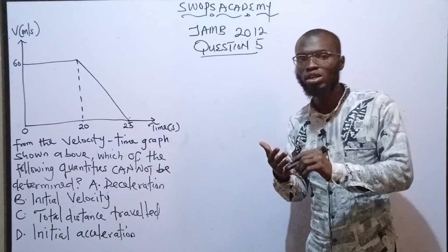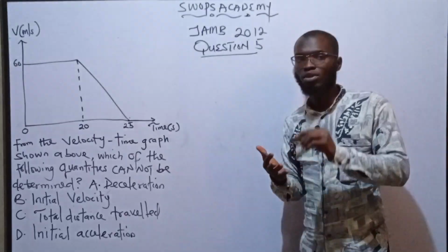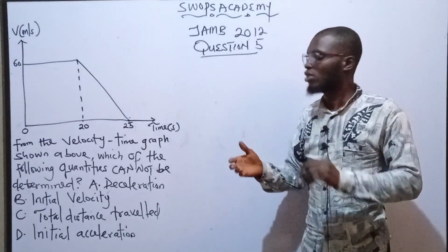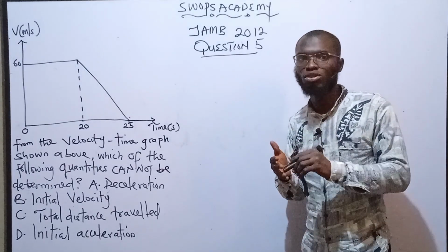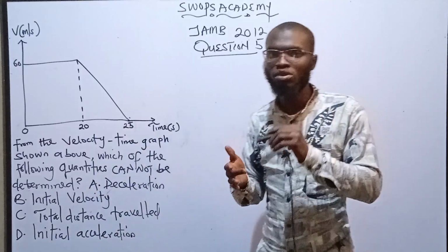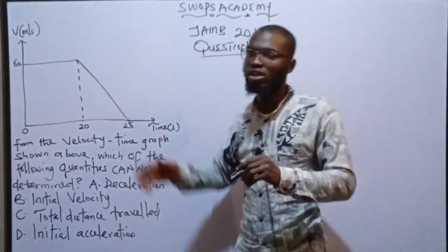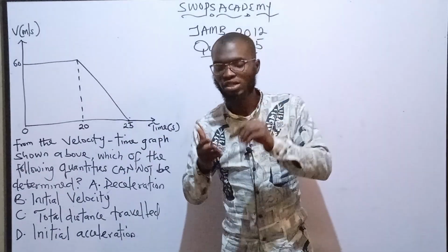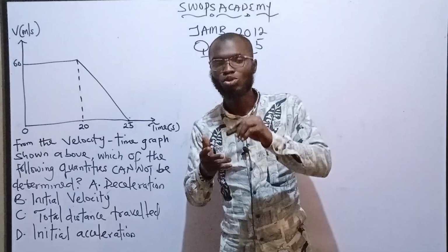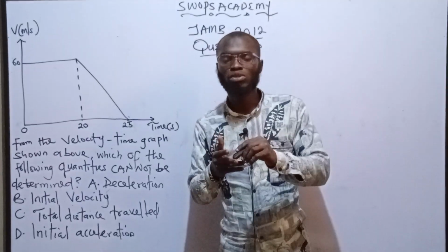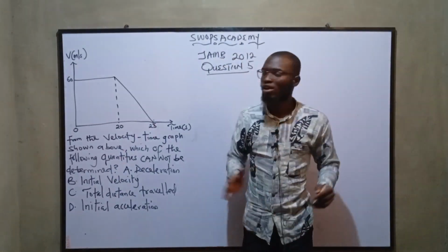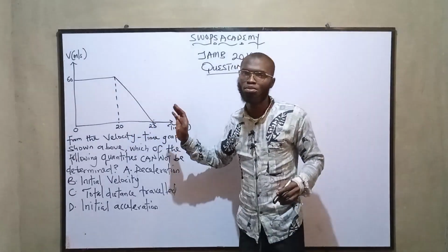We have so many things that we can calculate here. We can be asked to calculate the total distance covered by the object. We can calculate the acceleration of the object. We can calculate the deceleration of the object. What do we mean by acceleration, deceleration, total distance covered? Are we together? And also the area of each of the different shapes here.